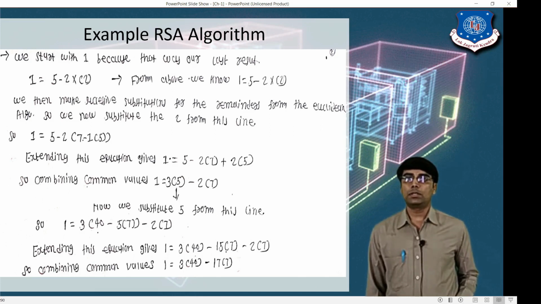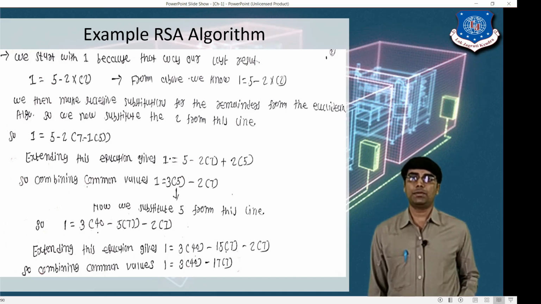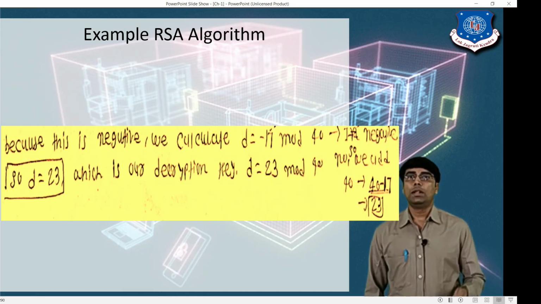So now 3 times 40, minus 3 times 5, so 15 times 7, minus 2 times 7. Now you add these two numbers, 15 times 7 and 2 times 7, and you get 17 times 7. So now combine the common value. Here you get the original value 40 and the 7.